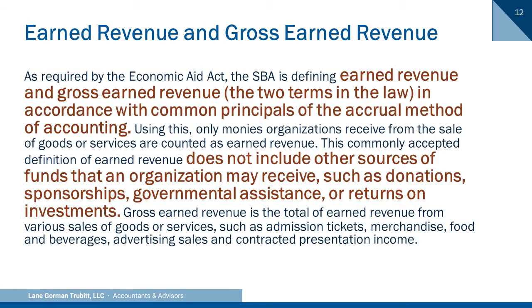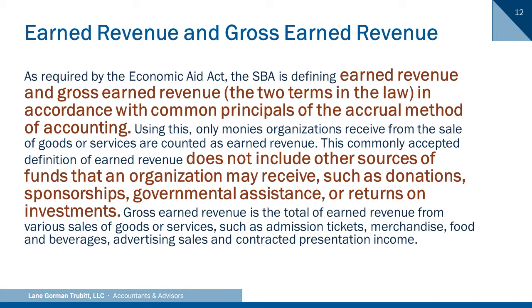We talked about earned revenue and gross earned revenue in previous slides. So what is earned revenue and gross earned revenue? As required by the Economic Aid Act, the SBA is defining earned revenue and gross earned revenue, the two terms in the law, in accordance with the common principles of the accrual method of accounting. So using this, only monies the organization receives from the sale of goods or services are counted as earned revenue.